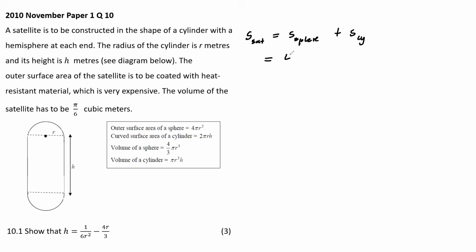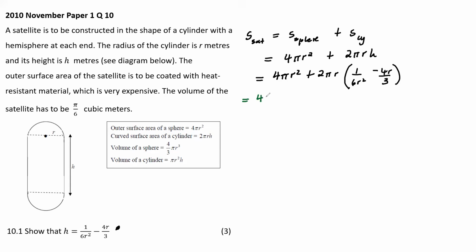The sphere has a surface area of 4 pi r squared. The cylinder is 2 pi r h. And we know that h is this from the previous question. So we can say 4 pi r squared plus 2 pi r times h, where h is 1 over 6 r squared minus 4r over 3. So this becomes 4 pi r squared, then 2 pi r times 1 over 6 r squared. Maybe just do it on the side so that you are not confused.